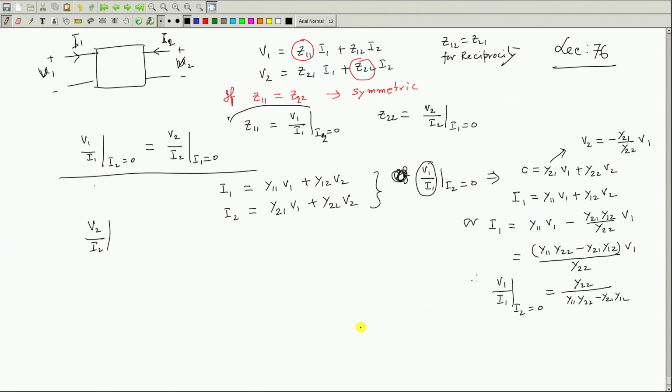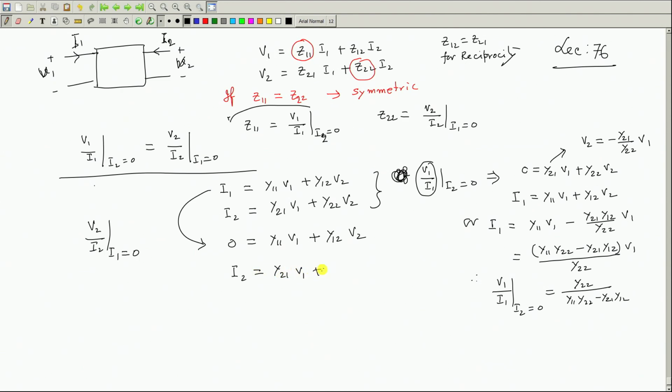Hopefully, I will get Y22 equal to Y11. Why not? Driving point admittance should be same. So, anyway, I will do this very quickly. So, V2 by I2 I want to find out with the condition I1 equal to 0. So, from the first equation I will get 0 is equal to Y11 V1 plus Y12 V2.